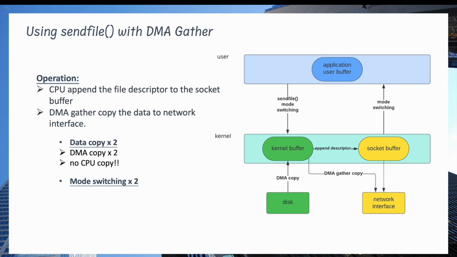With Linux 2.4, we have another update called DMA scatter and gather. As the application calls sendfile, the DMA controller copies the data from disk to kernel buffer by DMA scatter, meaning you don't need a continuous memory space for data storage. Then, CPU will append the file descriptor to the socket buffer, and the DMA controller copies the data according to that file descriptor by DMA gather. With this improvement, we finally eliminate all of the CPU copy and achieve the real zero copy.